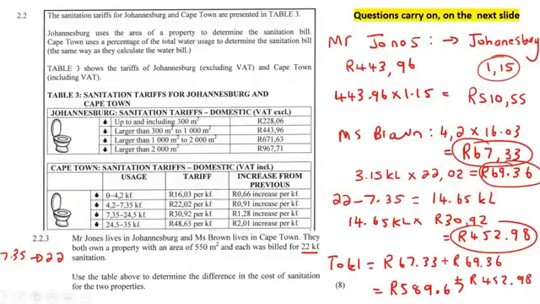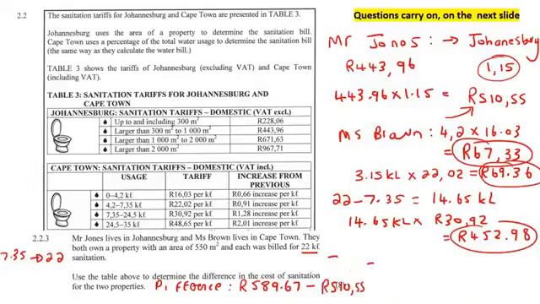Okay? So we haven't answered the question. It says, use the table above to determine the difference in the cost. So Mr. Jones was 510 and Miss Brown was 589. So the difference is where you minus those two, or subtract, whatever you prefer. 589.67 subtract 510.55.